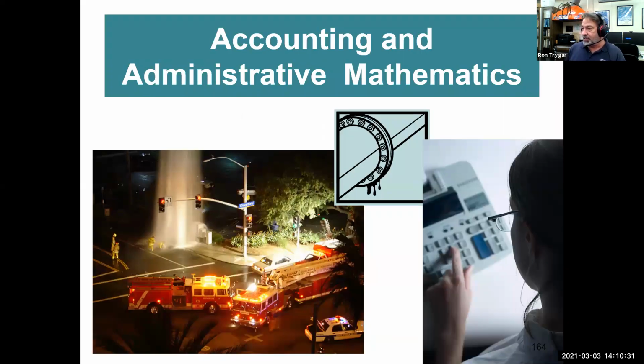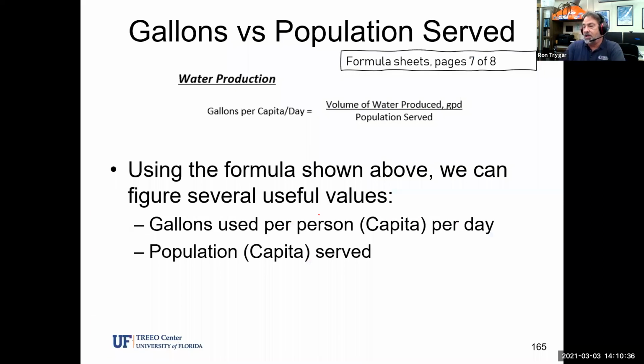So accounting and administrative mathematics. So we have a few things to talk about first. We have a formula shown as gallons versus the population served. So what we're going to figure out from this is gallons per capita per day. How many gallons of water are being used per person per day? So per capita is essentially the amount of water that a person uses in a day.